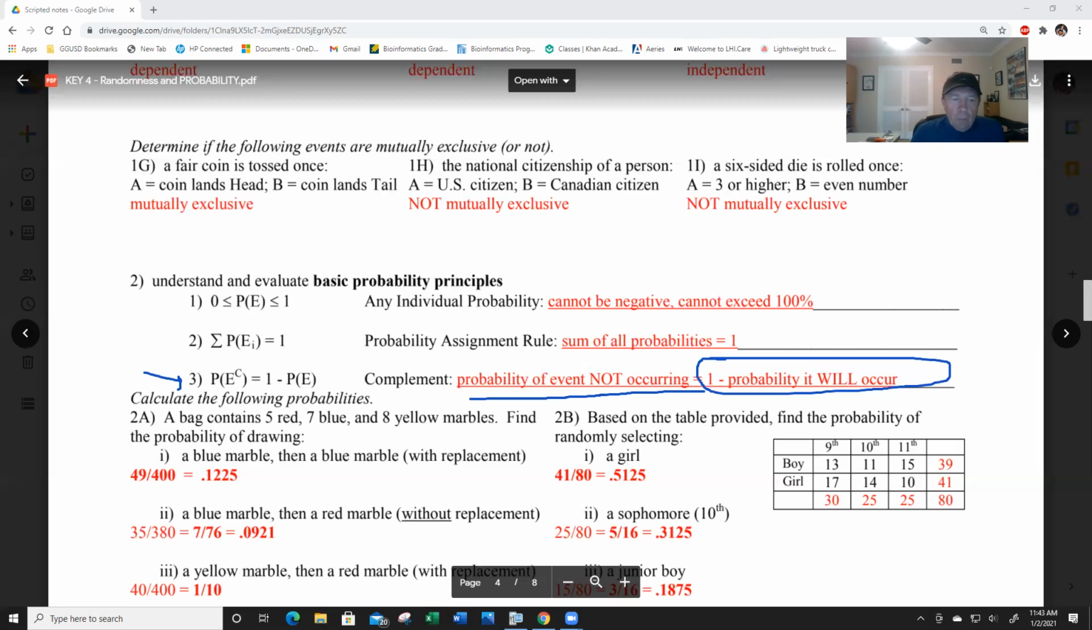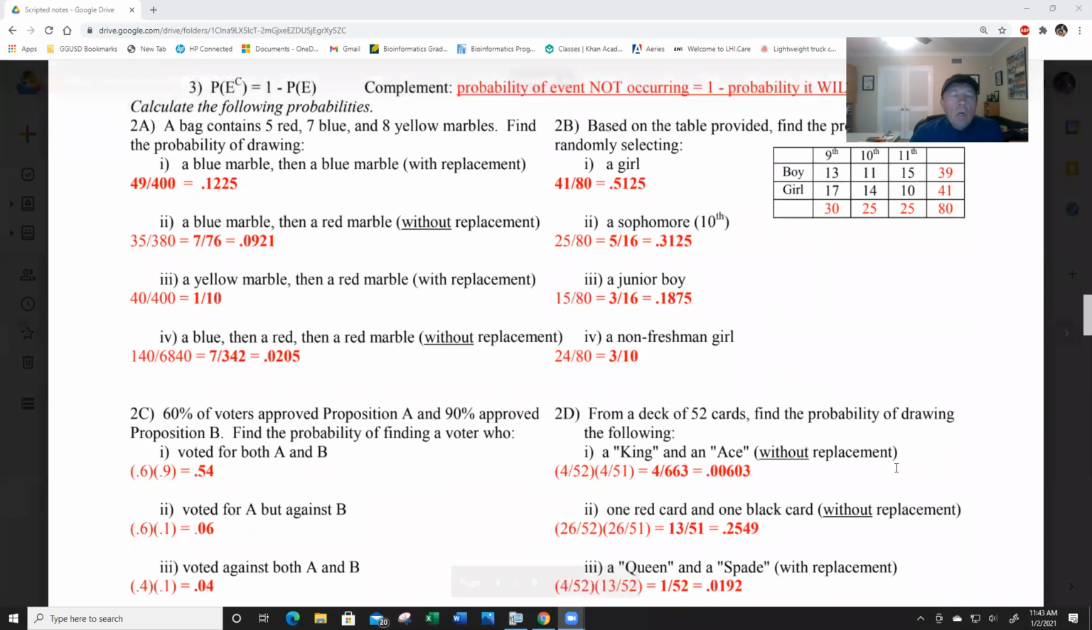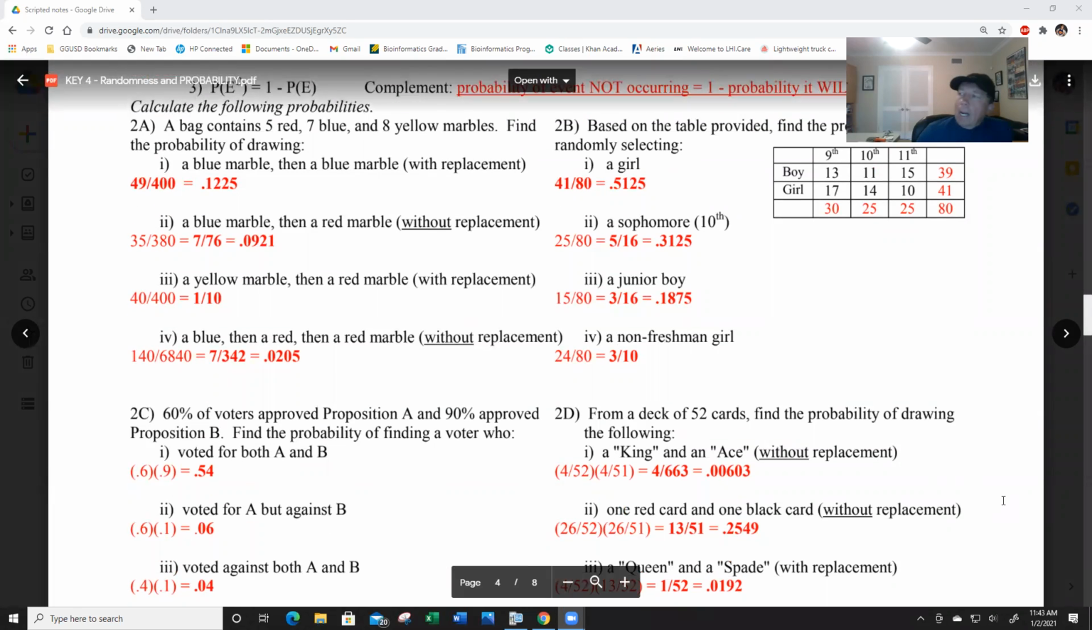Okay, so let's move on to item 2. We're going to do some calculations of probabilities. No problem at all. All right, a bag contains, we got there's the bag. You can read what is in the bag. Find the probability of drawing a blue marble and then a blue marble with replacement. So there's actually 20 marbles there, right? Yeah, 20 marbles. So you end up with 7/20 times 7/20. So it's with replacement.